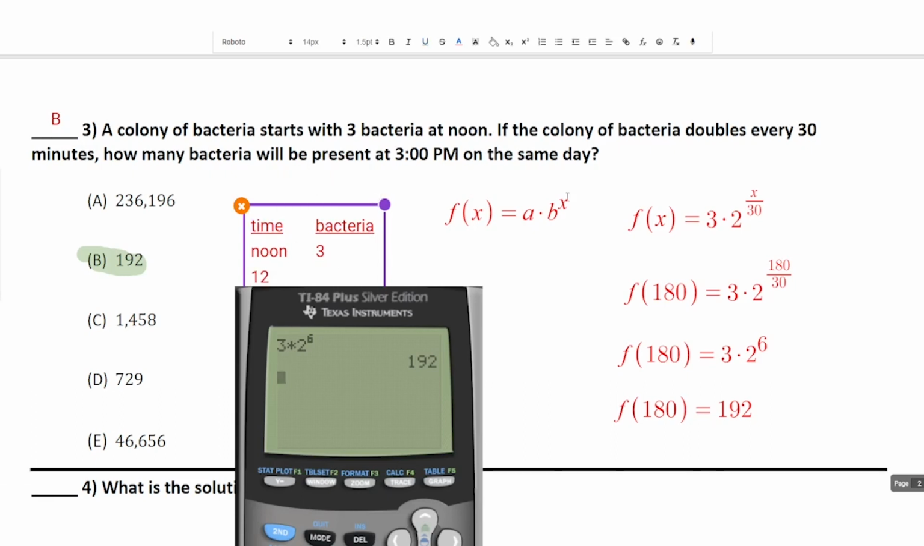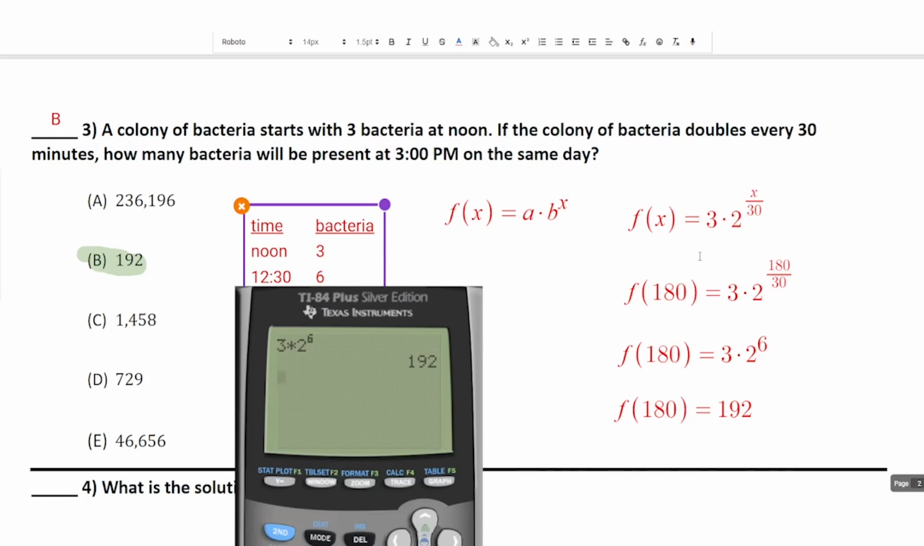Okay, so at 12:30, 30 minutes later, it doubles and we have 6. And then at 1 o'clock, it doubles again, so we have 12. And then at 1:30, it doubles again, and we have 24. At 2 o'clock, doubles again, and we get 48. And then 2:30, doubles again to get 96. And then finally at 3 o'clock, doubles one last time to get 192.